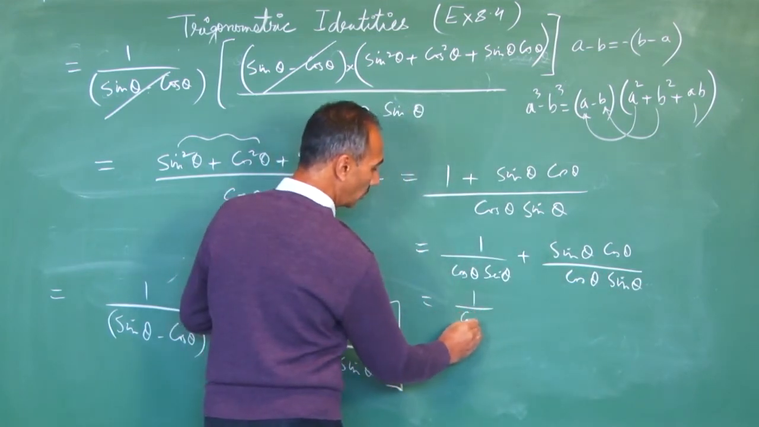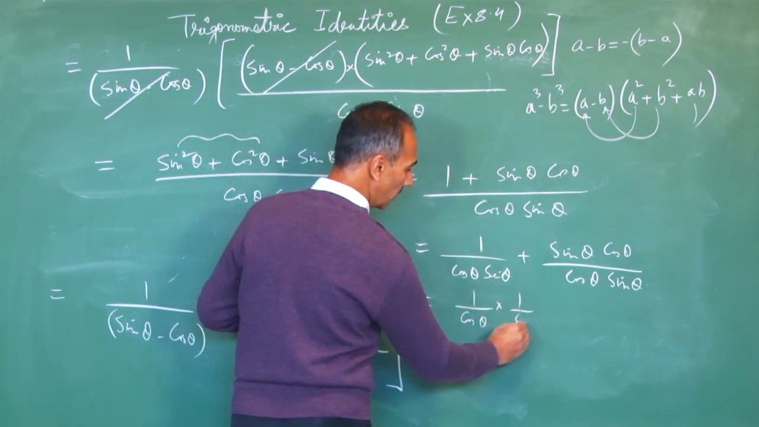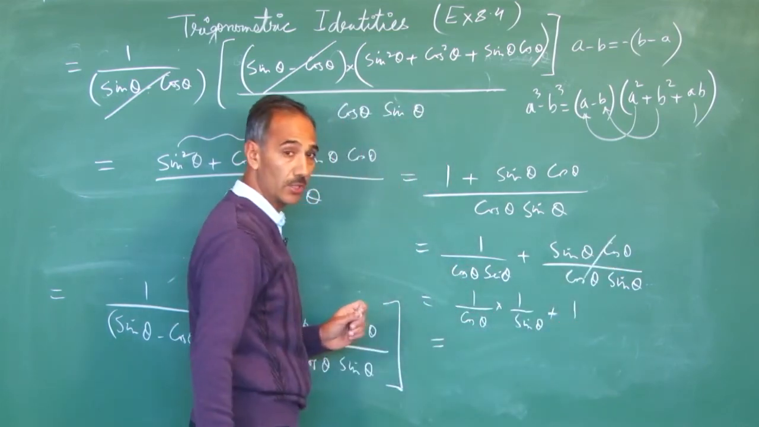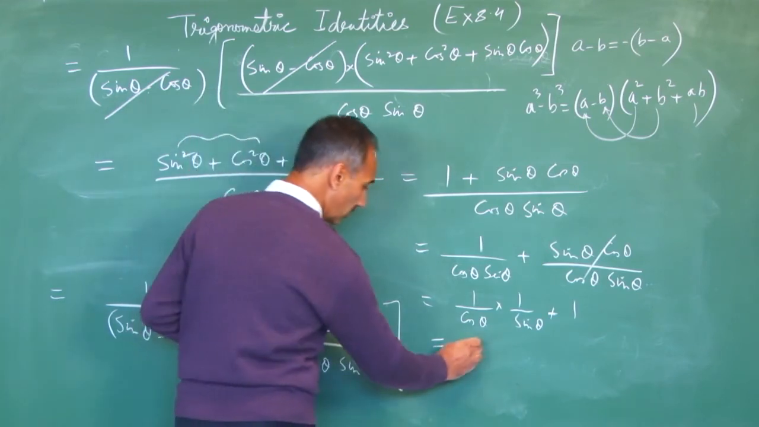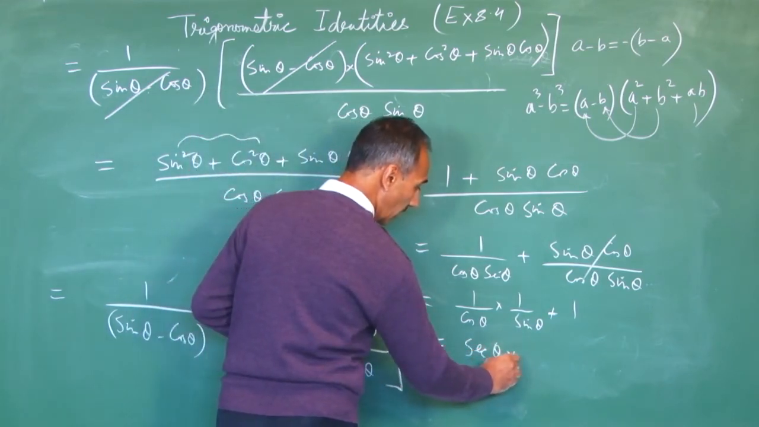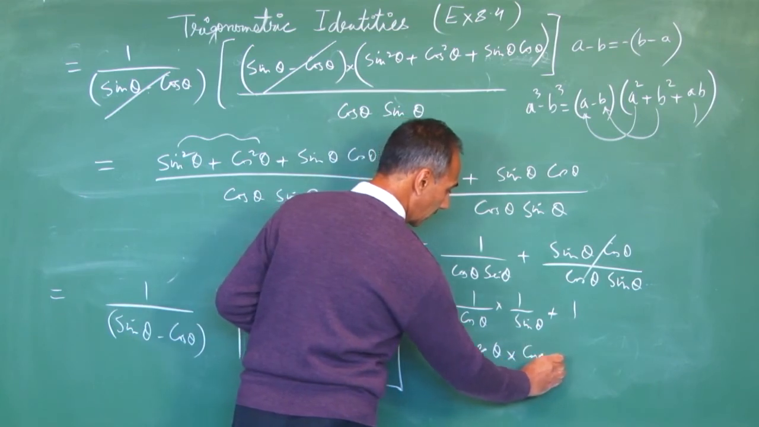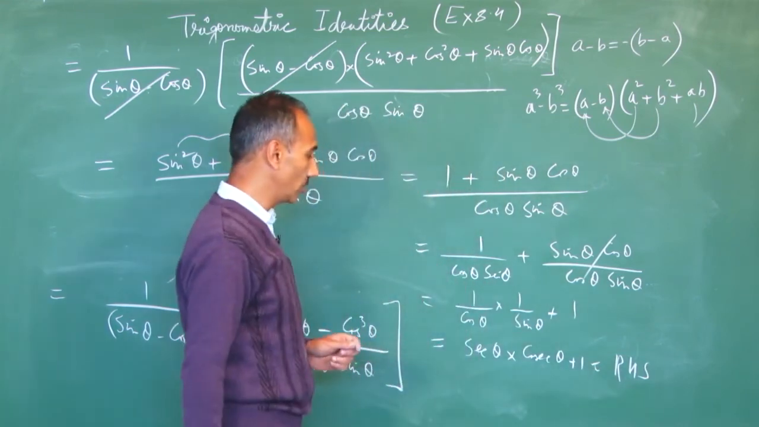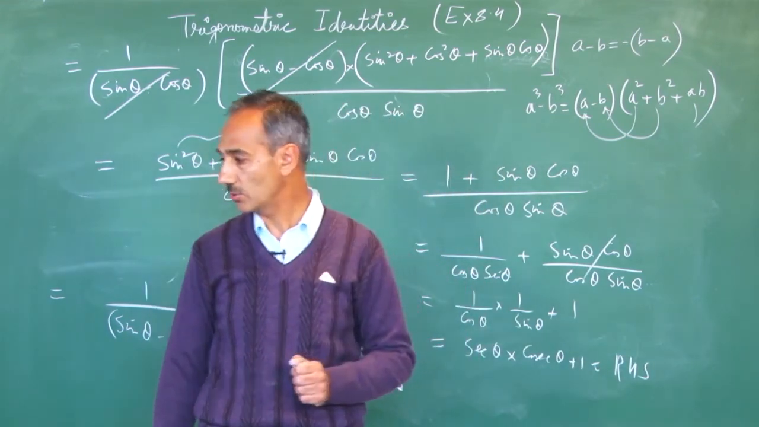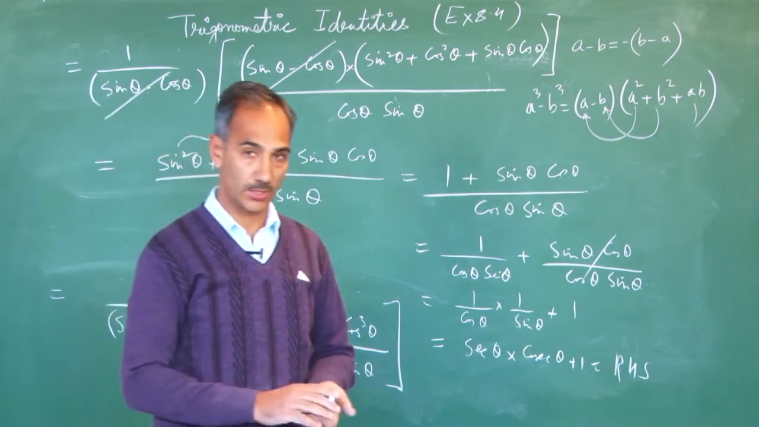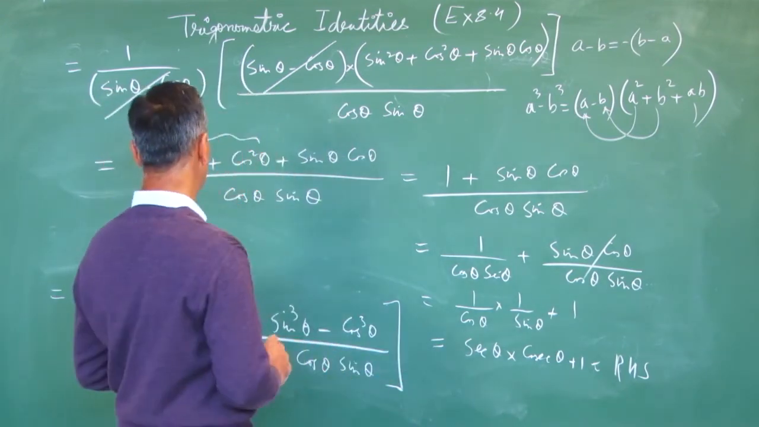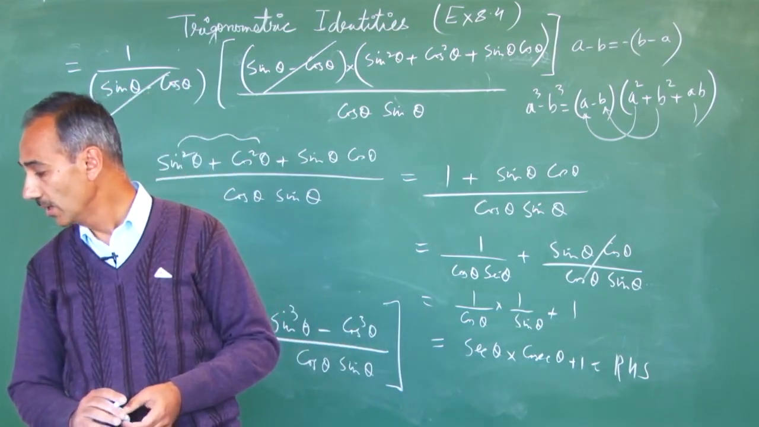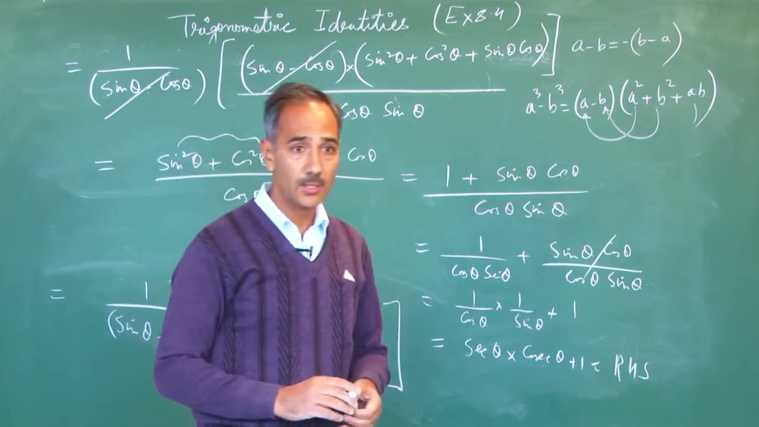This will be 1 upon cos theta into 1 upon sine theta plus 1. What is 1 by cos, my dear friends? That is secant. Don't forget these results. And 1 by sine is cosec theta, plus 1. And that is your right hand side. Just cross check it. You have to show that this is 1 plus secant theta into cosec theta. So that way we have finished this part. This was the third part.